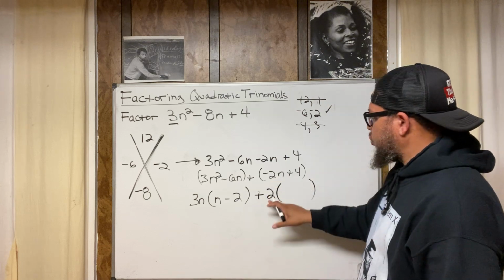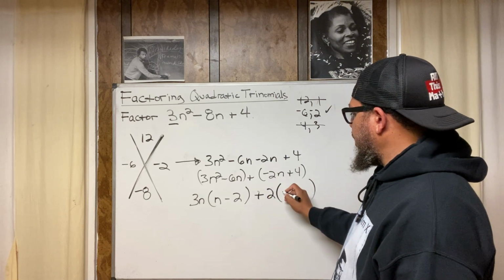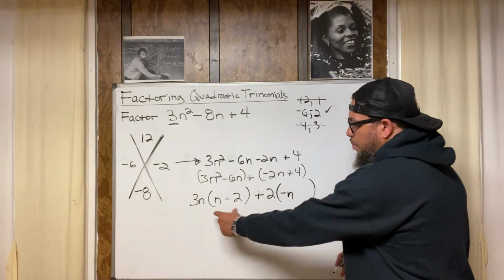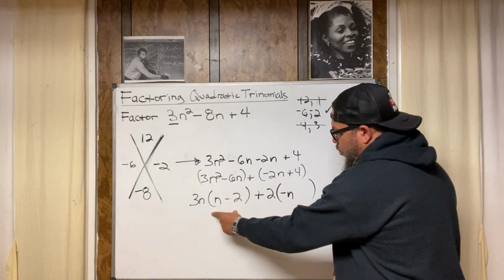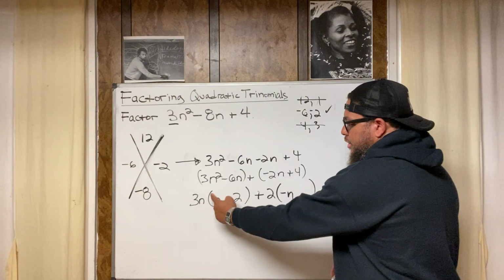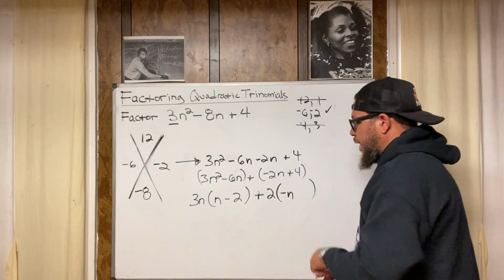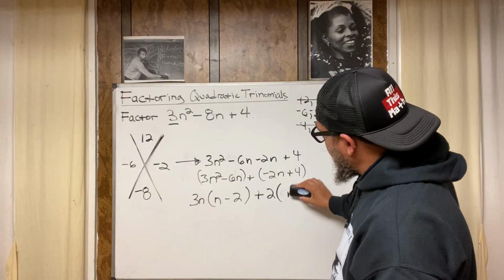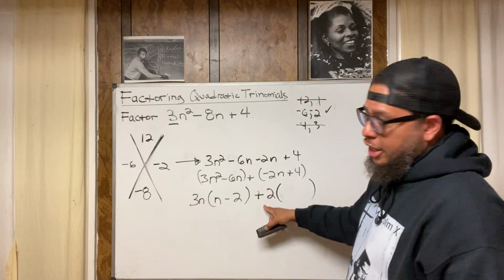Now we divide. Negative 2n divided by 2 is going to be negative n. See? I don't want that. Because my goal is for the binomials to be identical. This is a positive n. This is already a negative n. That ain't cool. I don't want that. So that means what I need to do is go back. Let me erase this. I need to change my GCF.